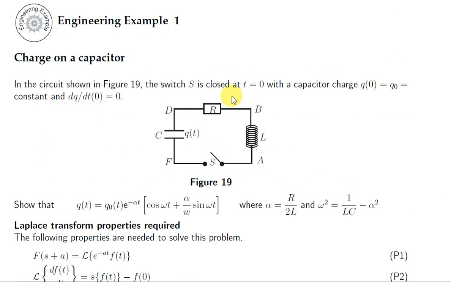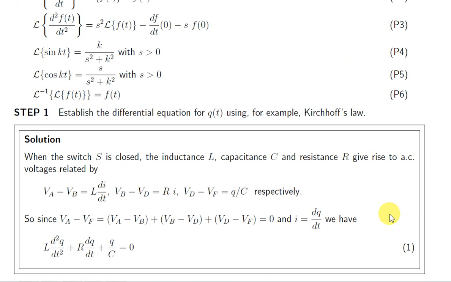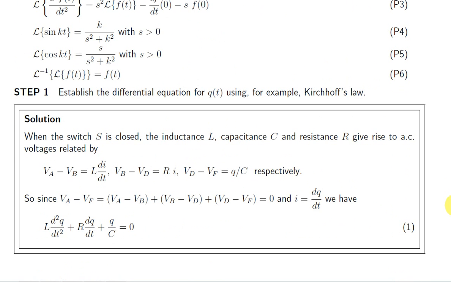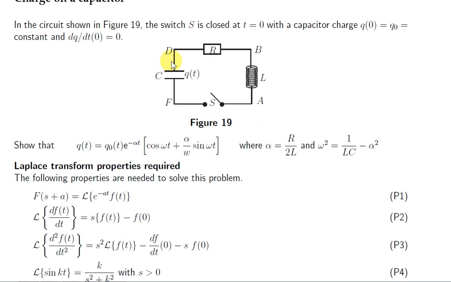So anyway, if we just take the current flowing in a clockwise direction and calculate VA minus VB, that's equal to the inductance of the inductor L times the rate of change of the current I with respect to time. Next we get VB minus VD, that's the potential difference for the resistor. Well, that's just the resistance of the resistor, capital R, times the current, little i. And finally we want the potential across the capacitor. That's the potential at D minus the potential at F. That's the charge on the capacitor, Q of t, which we're looking for, divided by the capacitance C of the capacitor.